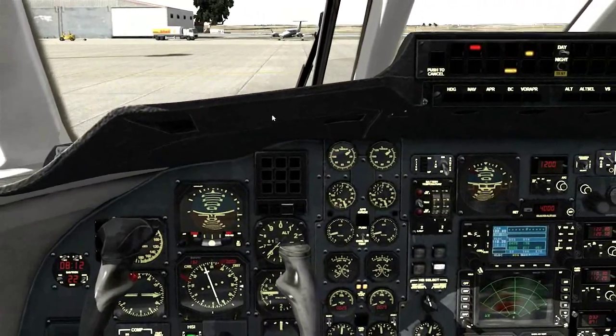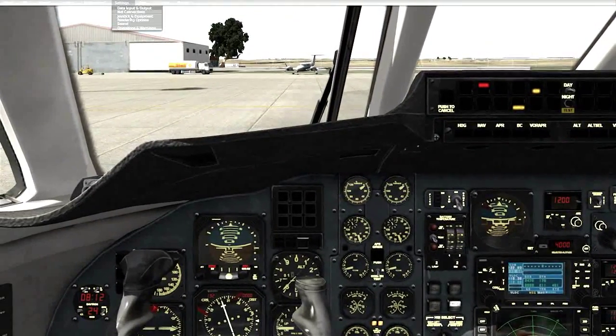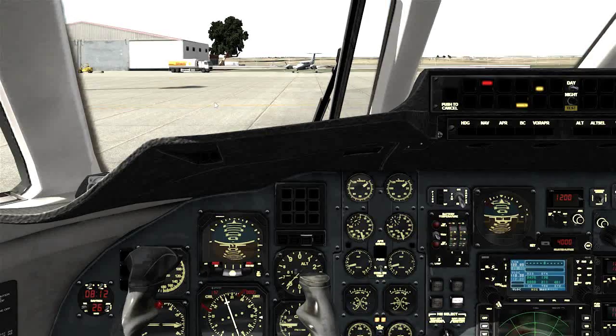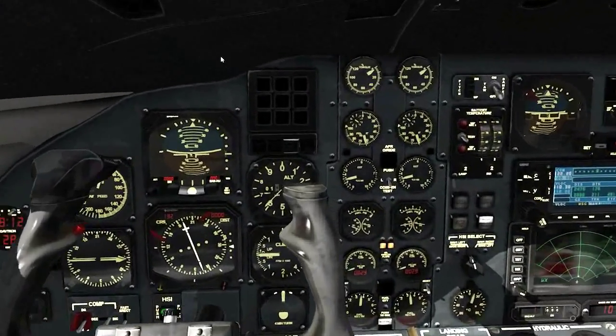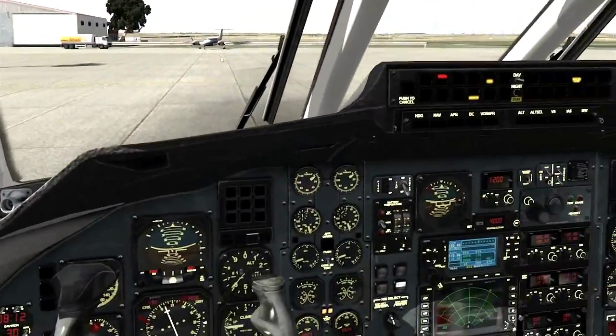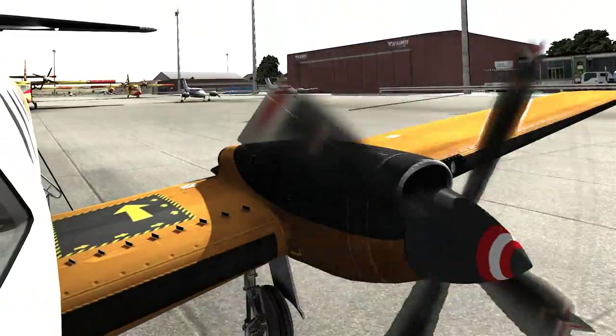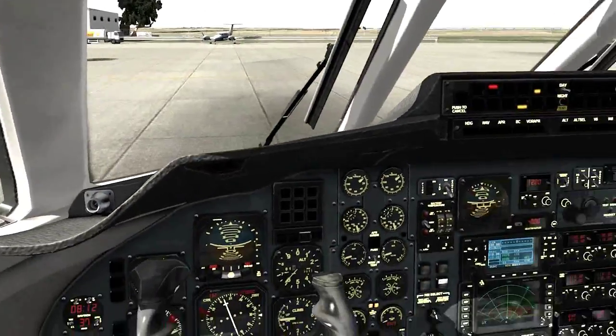There's better sound. I'm going to put the real sound now. 100%. The sounds were recorded from the real airplane.